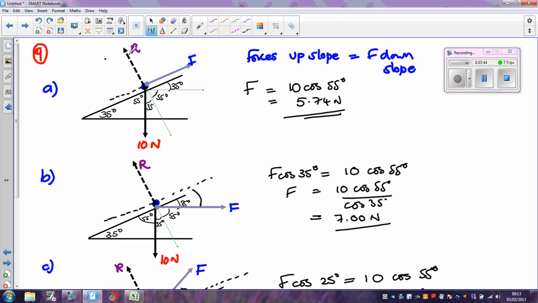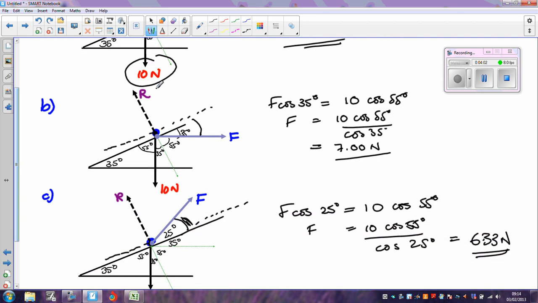Now, in this case, R is just going to be the same as the component of the weight acting in this direction. So R only has one force, if you like, acting against it, and that's the component of the weight. This F is actually just parallel to the slope, so it has no effect on R.